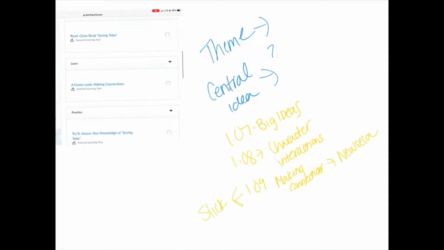So make sure you're not overlooking this lesson, and at the end of this lesson, you do have a quiz. And it'll ask you comprehension questions and analysis questions about this reading. So make sure you're using those learn sections of these lessons to really help you prepare.